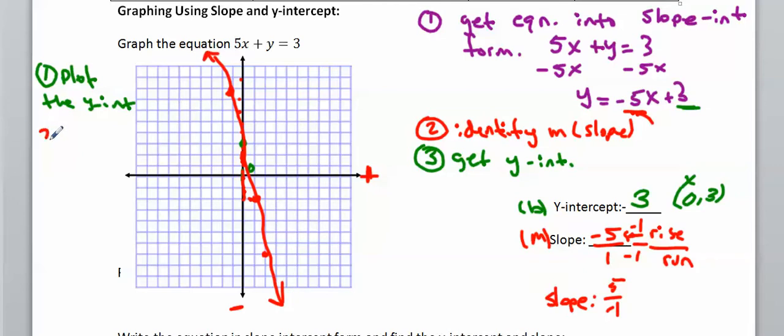Okay, so my second step for graphing is use the slope to create more points. Because that's how your graph is changing. That's how you can use it to create more points.